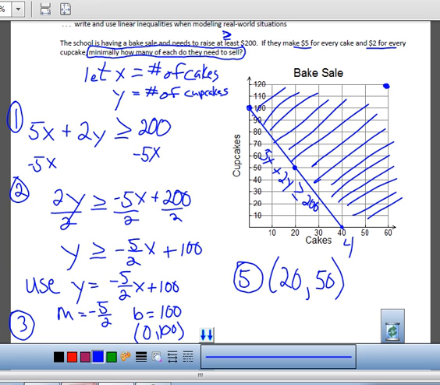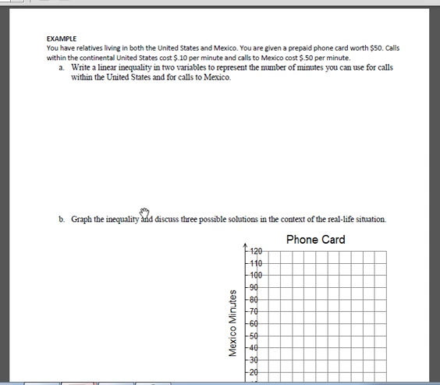Okay, over on page 35. You have relatives living in both the United States and Mexico. You are given a prepaid phone card worth $50. Calls within the continental U.S. are 10 cents per minute, and calls in Mexico cost 50 cents per minute. Write a linear inequality in two variables to represent the number of minutes you can use for calls within the United States and for calls in Mexico. So we're going to write an inequality for this.